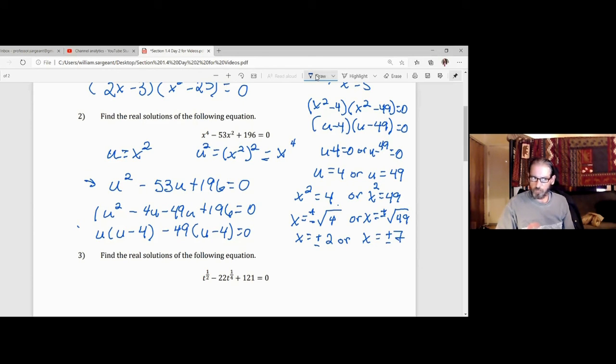Both 2 squared equals 4 and the quantity negative 2, the negative inside, you square that, you'll get 4. Same going for positive and negative 7. When you square that, you'll get 49. So these are our solutions to this one. And all 4 of those we'll also check.